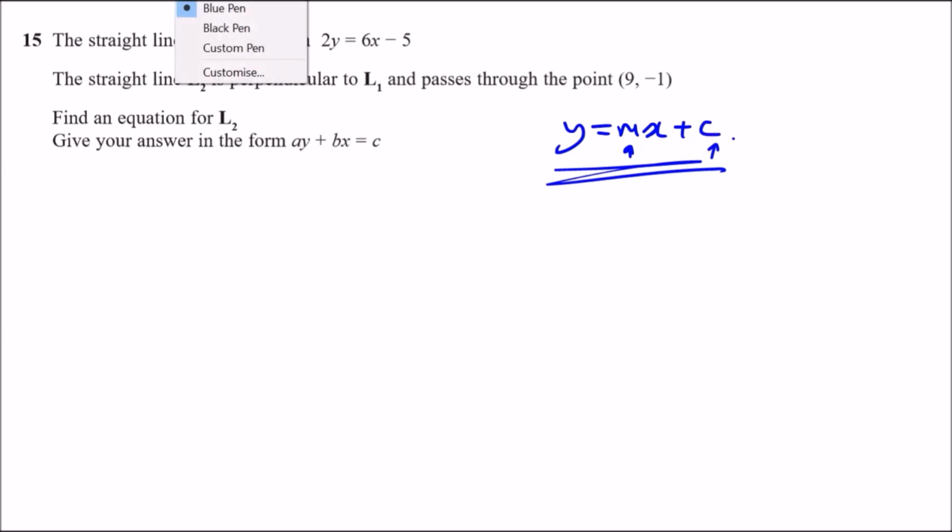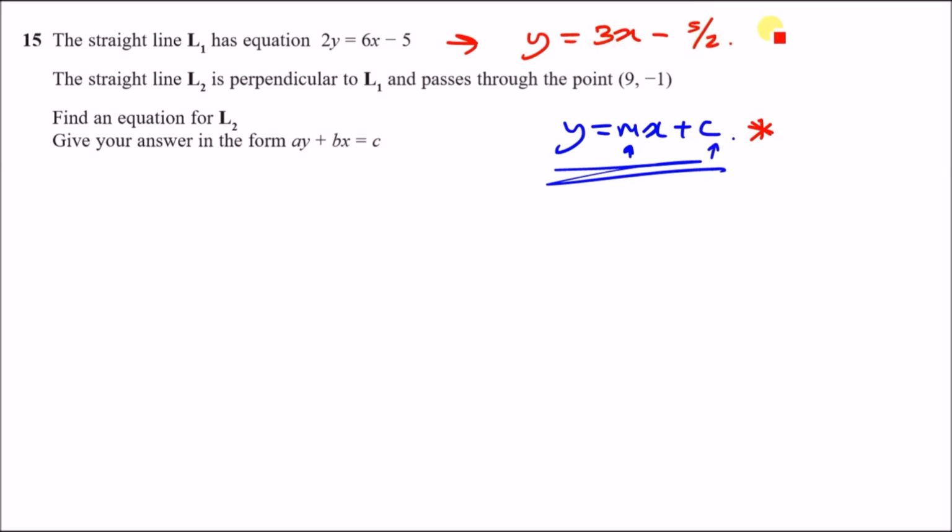So now we begin the question. The straight line L1 has equation 2y equals 3x minus 5. So straight away, make it look like the standard form. You've got to make it y equals. In other words, divide the equation by 2 to get y equals 3x minus 5 over 2.